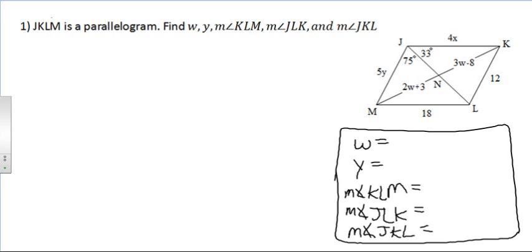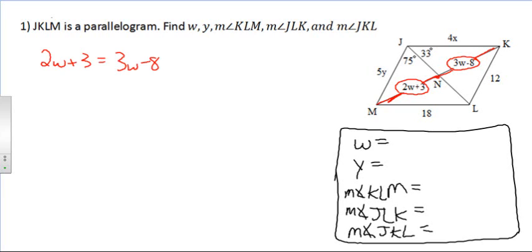If I look at my picture, I see a few things with W's in them. The length from M to N here is 2W plus 3, and the length from N to K is 3W minus 8. Well, we just had a theorem earlier that said if we have a parallelogram, the diagonals bisect each other, so I know that those two lengths have to be congruent. I can set the 2W plus 3 equal to the 3W minus 8, and then solve for W.